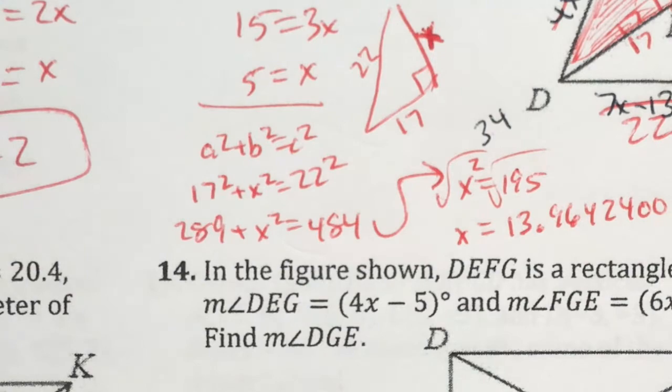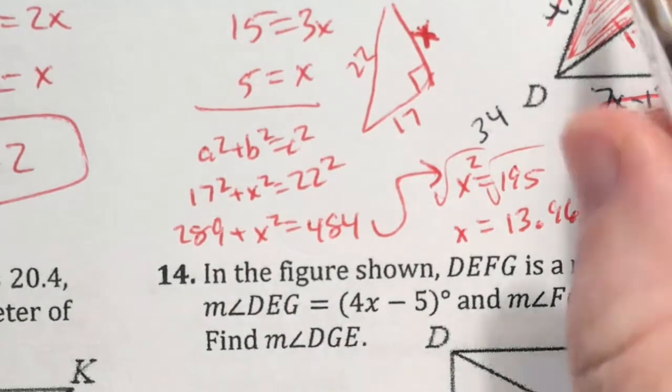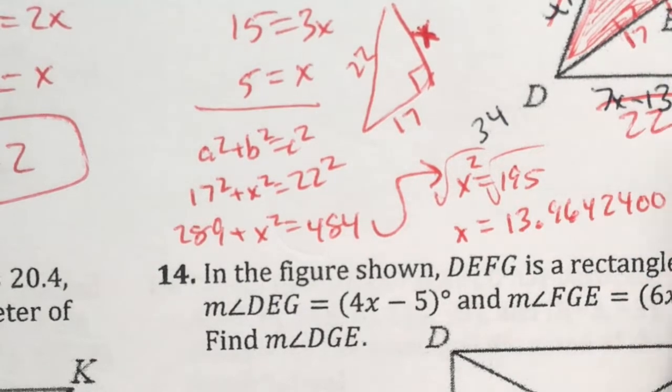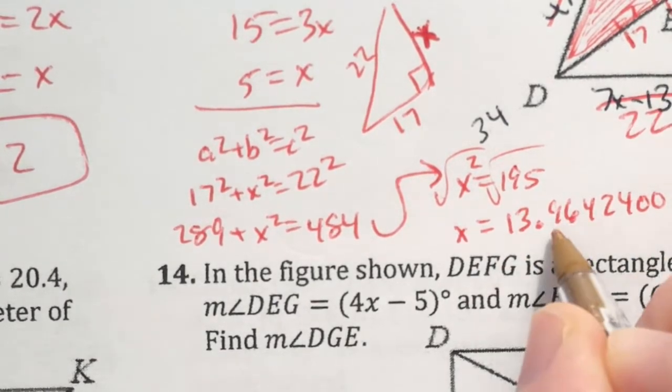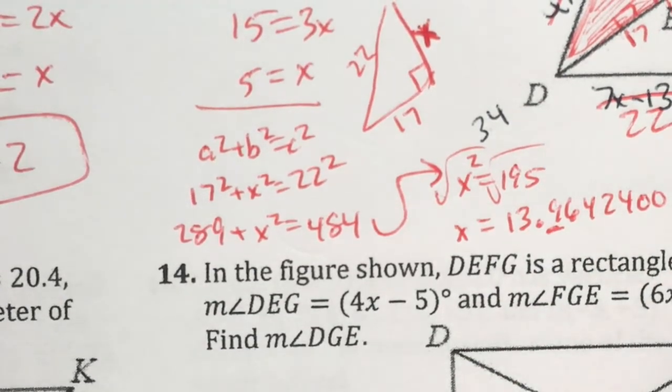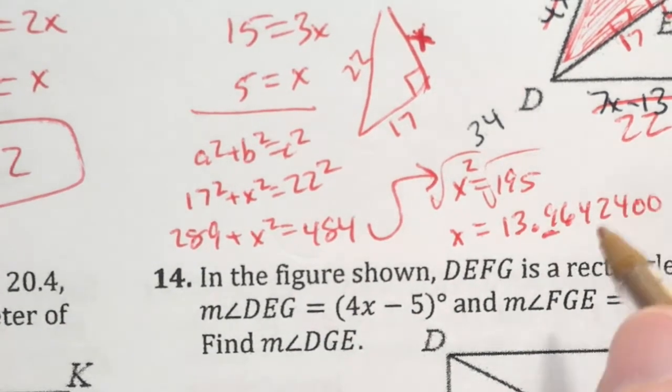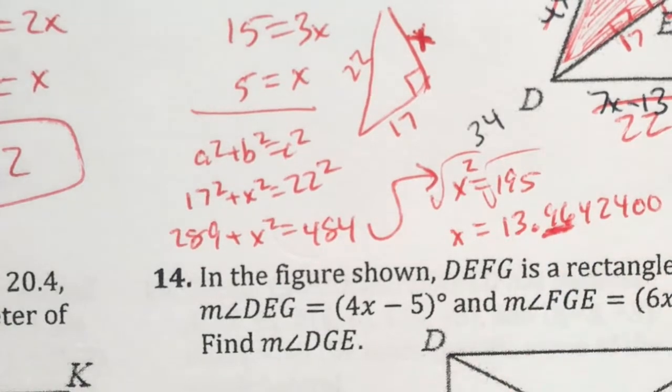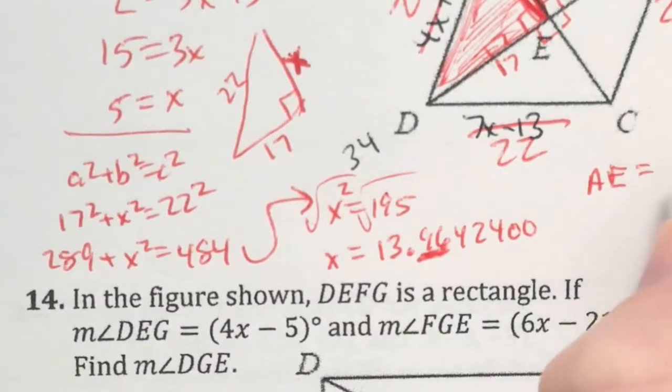Okay, a couple things you need to know. If they asked you for just this little part, A to E, you would round it. Did they say to round? Let's see. They didn't actually say to round to anything, so I'm going to go to the nearest hundredth.